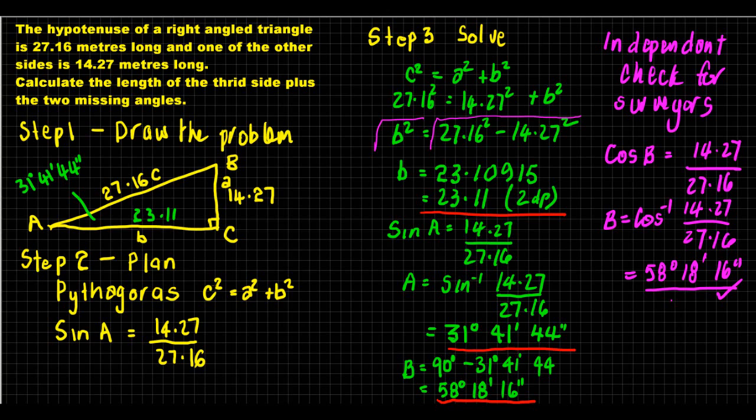The hypotenuse of a right angle triangle is 27.16 meters long, and one of the other sides is 14.27 meters long. Calculate the length of the third side, plus the two missing angles.